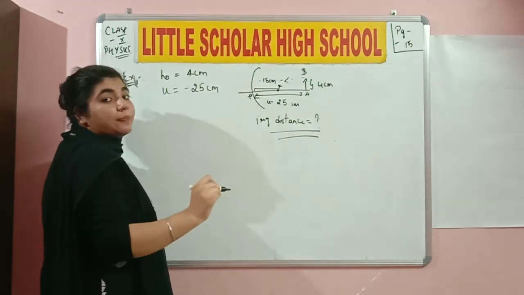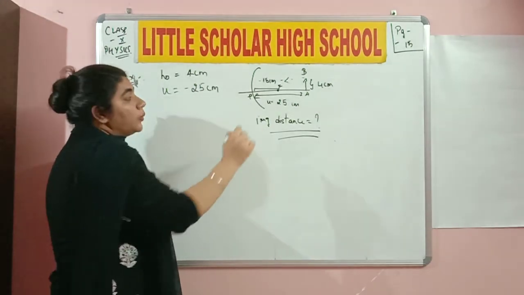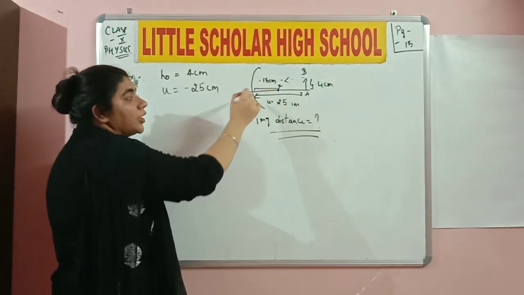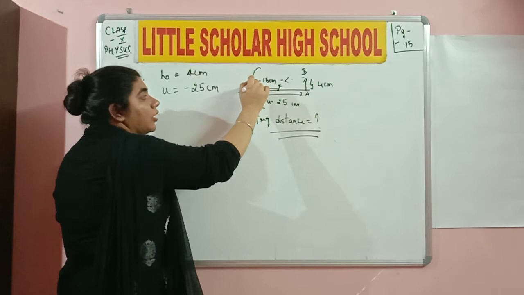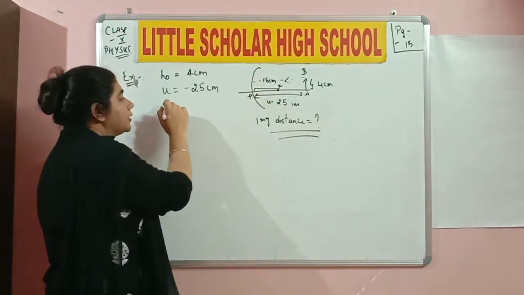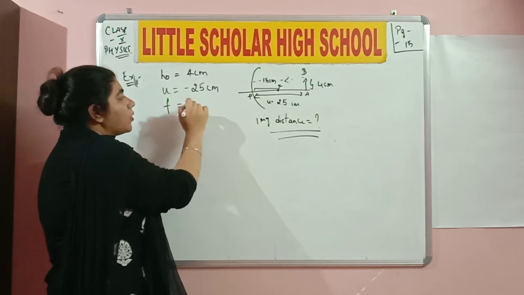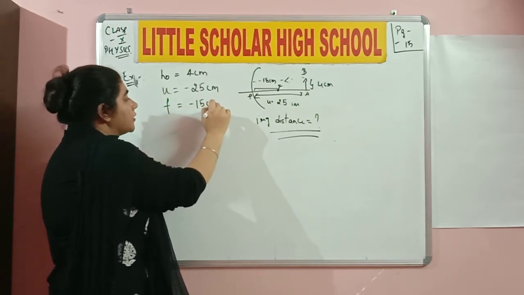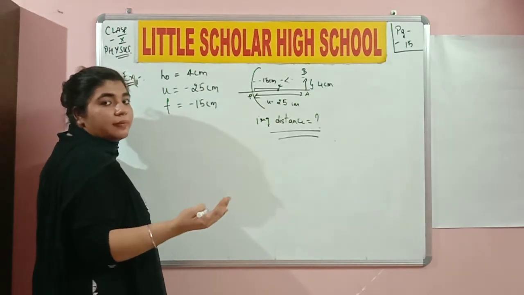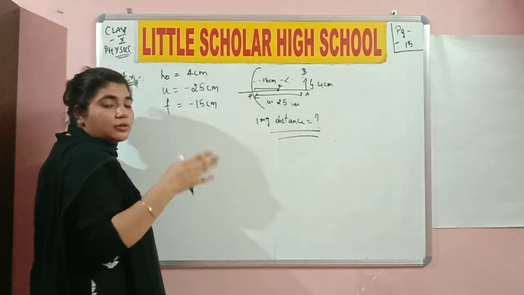The same thing happens for the focal length also. When you are measuring the focal length, you are measuring it from the pole to the focal point. This means you are again going against the incident light. So whenever you go against the incident light, the focal length here is also minus 15 centimeters. What if they ask where to place the screen? What is the use of the screen? To get the image. Yes or no? So what does this mean?